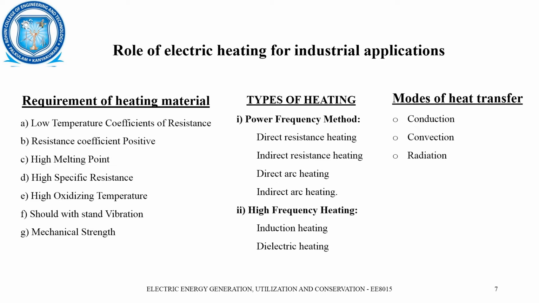While considering the role of heating for industrial applications, the requirements of the heating material are, first, the resistance should have a low temperature coefficient. Only then, with a small temperature rise itself, will it produce a large amount of heat. Second, it should have a positive coefficient of resistance, so that when resistance increases, the heat increases. High melting point, high specific resistance, high oxidizing temperature, it should withstand vibration, and it should have adequate mechanical strength. So these are the requirements of any heating material.